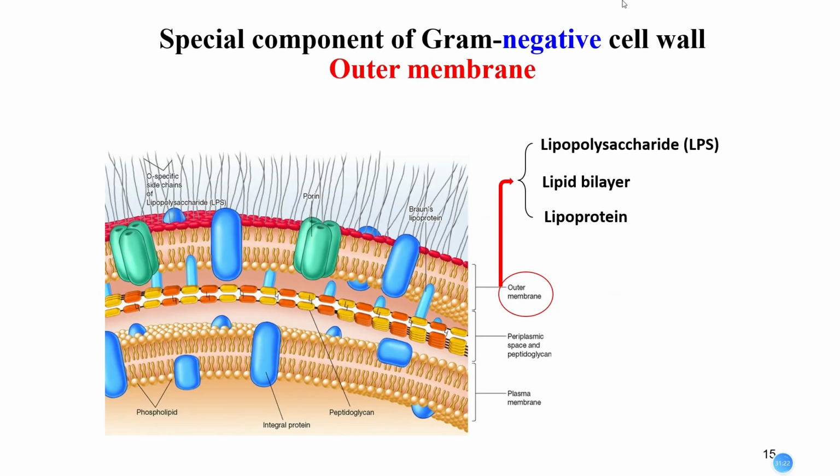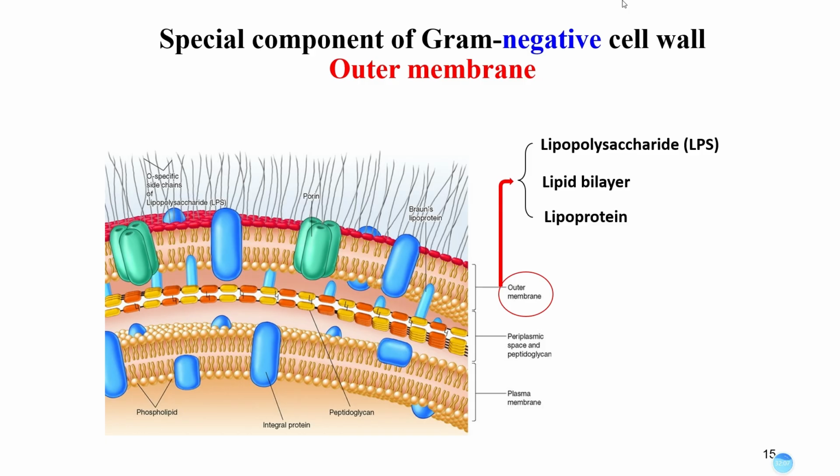And for gram-negative bacteria, the special component of the gram-negative cell wall is the outer membrane. This is the periplasmic membrane, and this is the peptidoglycan. You can see only a couple of layers, very thin. And on the outside of the peptidoglycan layer here, you will see another layer of membrane. We call it the outer membrane. And the outer membrane together with the peptidoglycan make the cell wall.